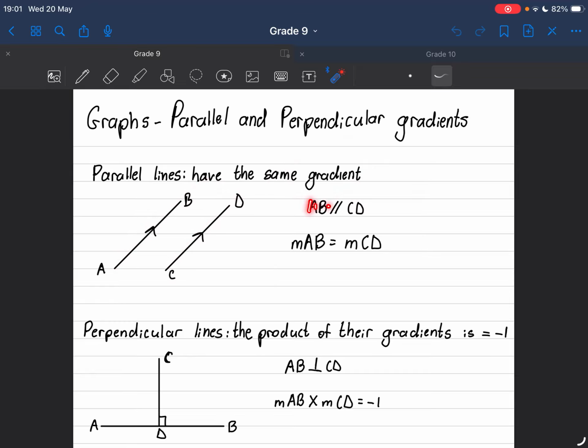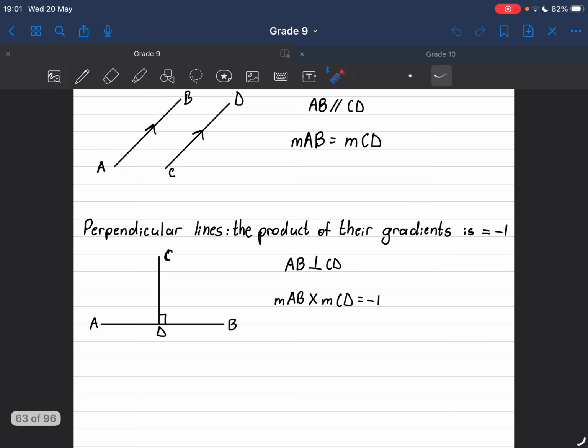So we say AB is parallel to CD. That means, therefore, the gradients, small m means gradient, so the gradient of the line AB is equal to the gradient of the line CD. However, for perpendicular lines, the idea is a bit different.